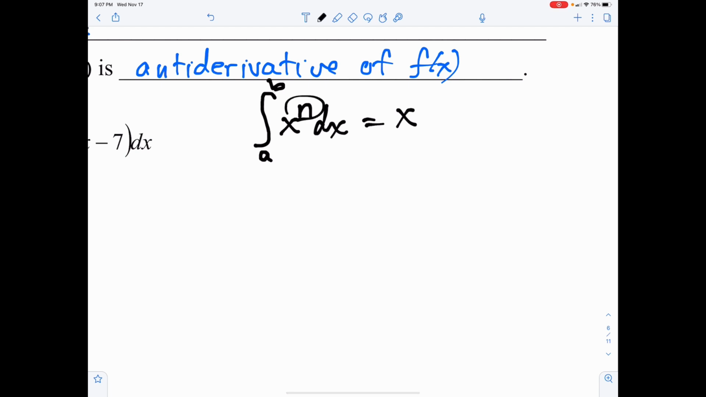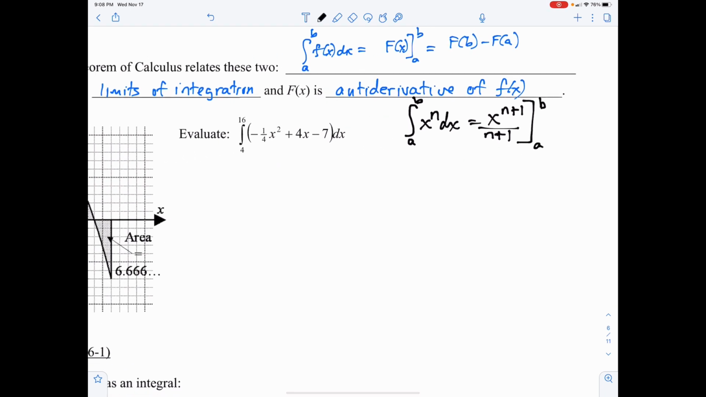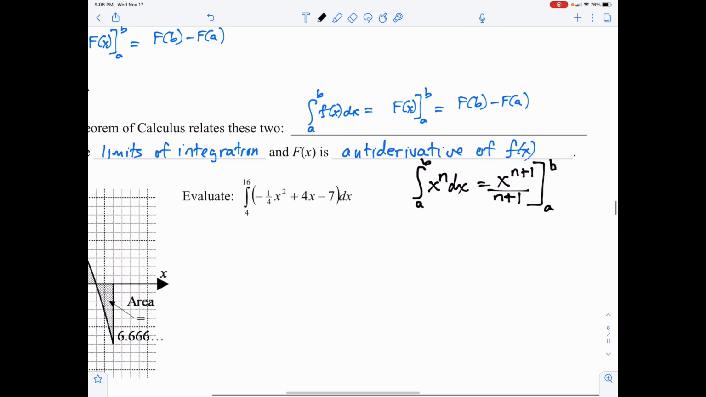What we do is we add 1 to the exponent, so it becomes n plus 1, and then we divide by that new exponent. And we're going to evaluate this from a to b. Okay, so here's how we would do this.